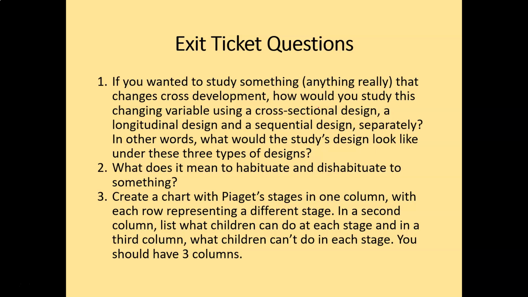Okay? And then for the third one, you can take a picture of this on a sheet of paper, or you can create it on your own. What I want you to do is, for each of Piaget's developmental stages, in one column, list the stage. In the second one, indicate what a child can do at that stage. And in the third column, list what a child cannot do at that stage. So your chart should have 3 columns in total, and about 5 rows of information, if you include a heading. Good luck with the exit ticket questions.